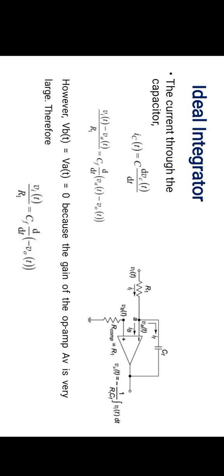However, Vb of t equals Va of t equals 0 because the gain of the operational amplifier Av is very large. Therefore, Vi of t by R1 equals Cf d by dt of minus V0 of t. This is the diagram of the ideal integrator.